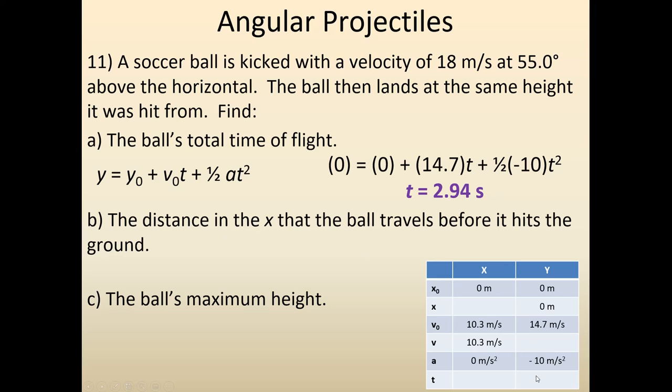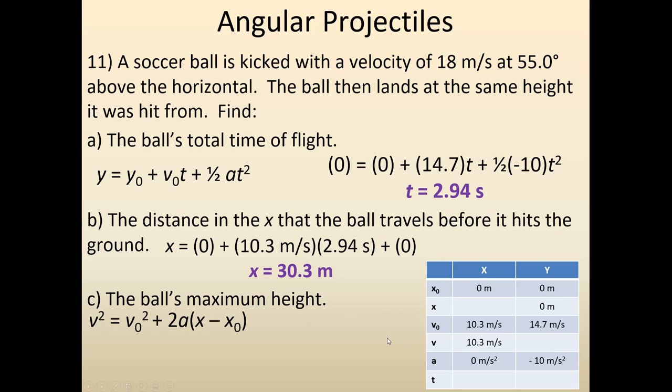Once I have this time, that's going to be true for both x and y side. So use the annoying x a second time, this time looking at the other column. Plug the number in, and we get 30.3 meters. For part C, we'll do the same thing using the y side. Use the v squared timeless equation, and then plug our numbers in, and we get 10.8 meters.